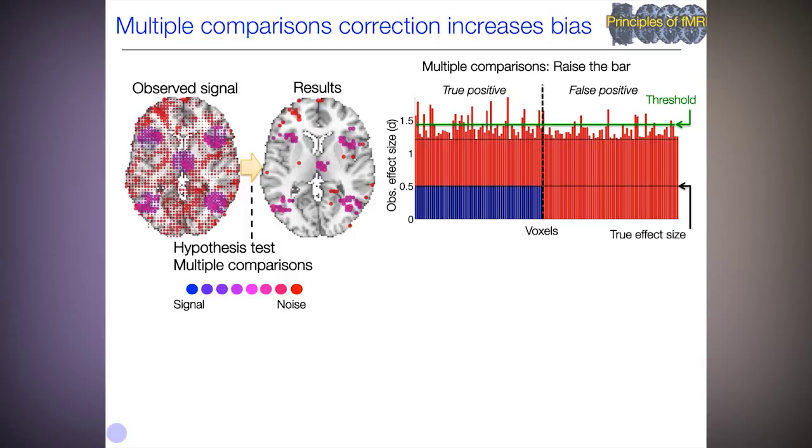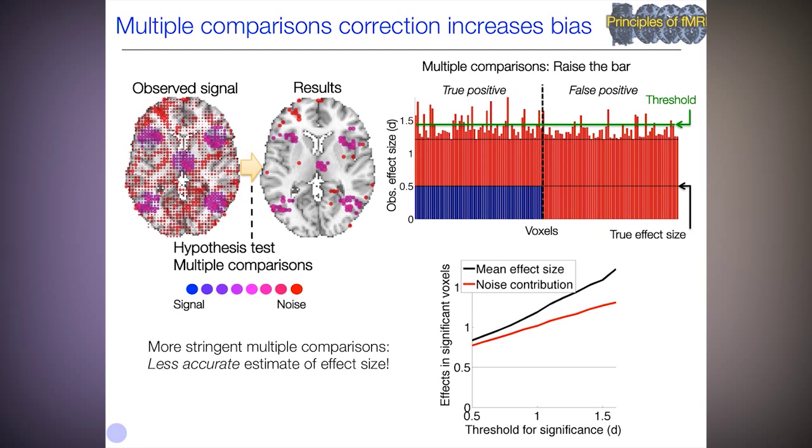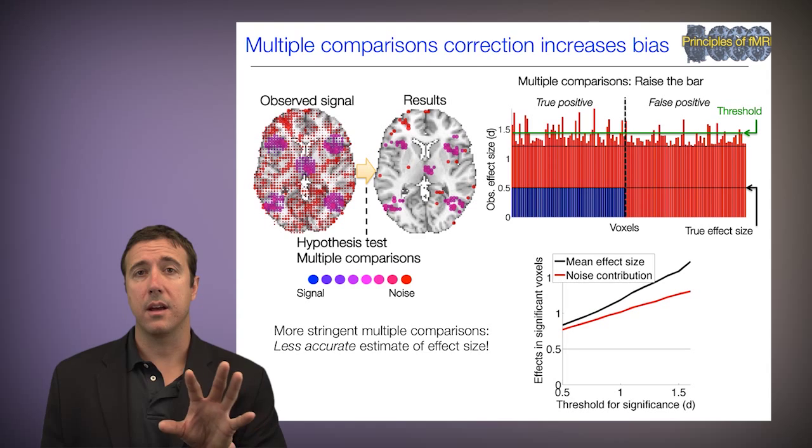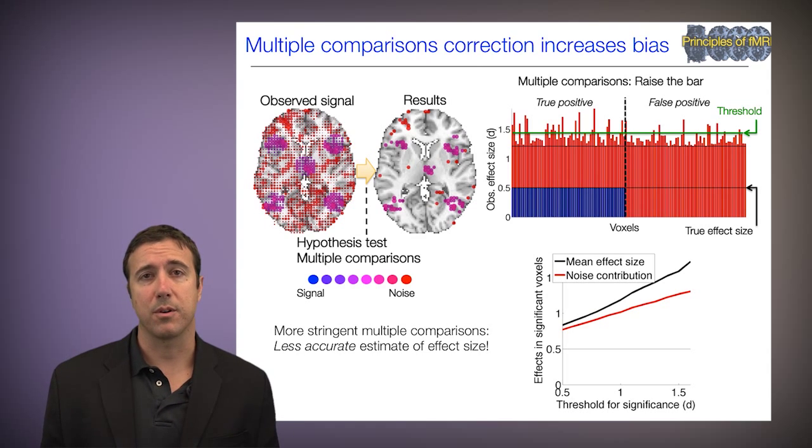But because I've raised the bar, I've increased the voxel selection bias problem. So I have to capitalize on chance even more to get a significant finding. So here, more stringent multiple comparisons means a less accurate, or more biased, measure of effect size. What we see here on the bottom panel is the threshold for significance. I just reported this in terms of effect sizes in D, but that could be p-values as well. And the higher the threshold, the greater the contribution of noise to the apparent effect. So multiple comparisons correction has its uses, but it doesn't solve this problem, and in fact, it actually makes it worse.